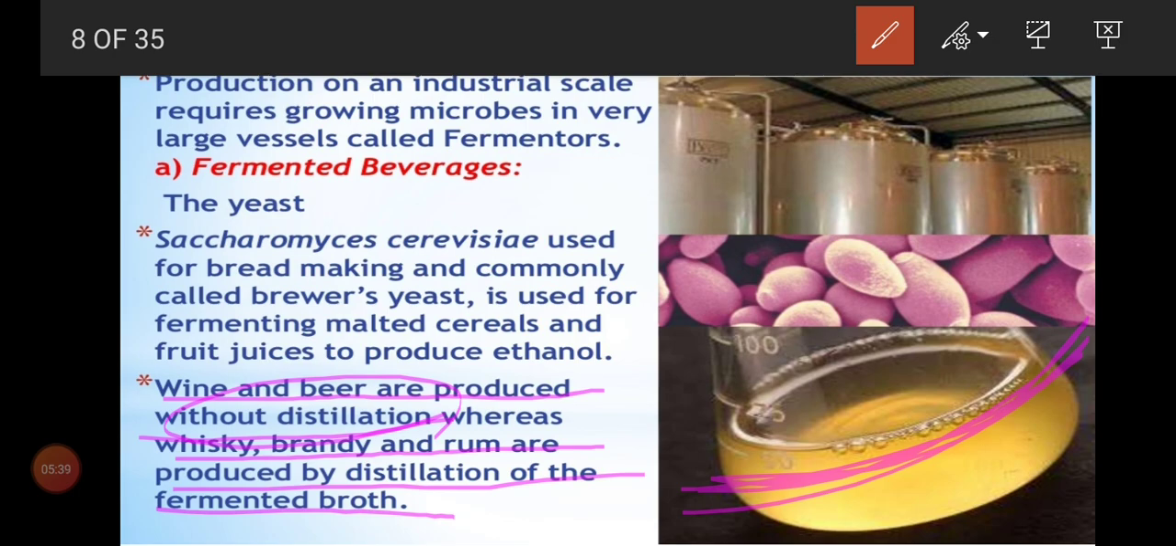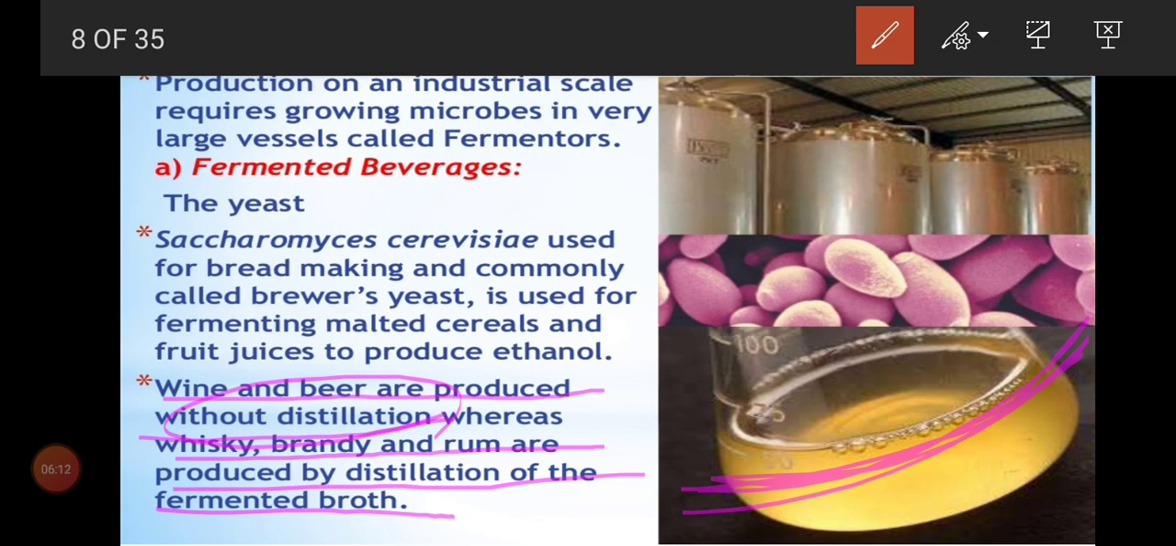That is only what we'll call whiskey, brandy and rum. Because of distillation, we get only alcohol-rich liquid. It undergoes a condensation process, first evaporation and then condensation, and we get only the ethanol alone. That is distillation: whiskey, brandy, rum. And wine and beer have no distillation, so we don't get only alcohol; some nutrients will be there along with it, okay. That is only what we'll call wine and beer.